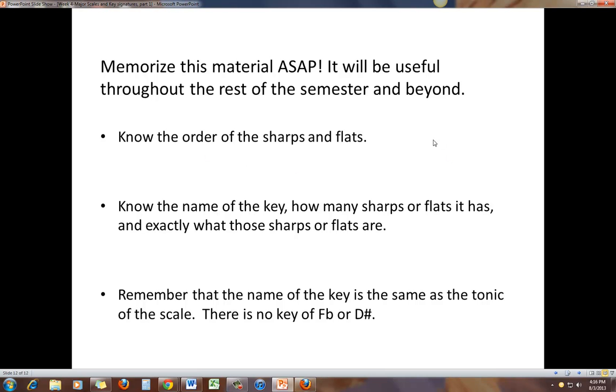I can't stress this enough. Memorize this material as soon as possible. It's going to be useful for the whole semester. Know the order of sharps and flats. Know the name of the key, how many sharps or flats it has, and exactly which sharps and flats they are. And then also remember that the name of the key is exactly the same as the tonic of the scale. There's no such thing as the key of F flat or the key of D sharp major.